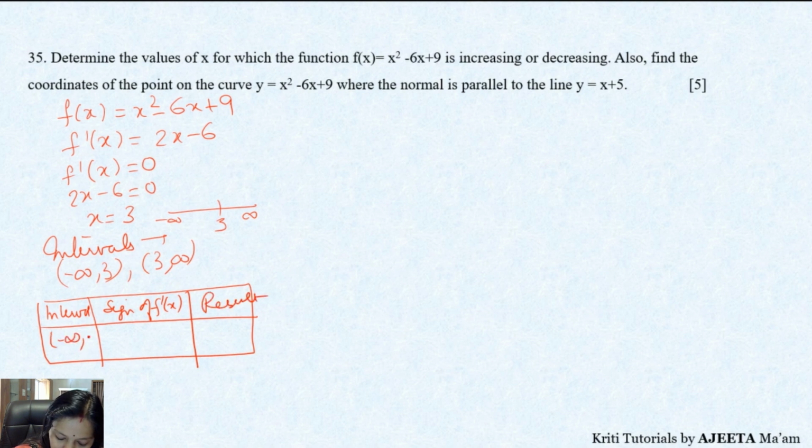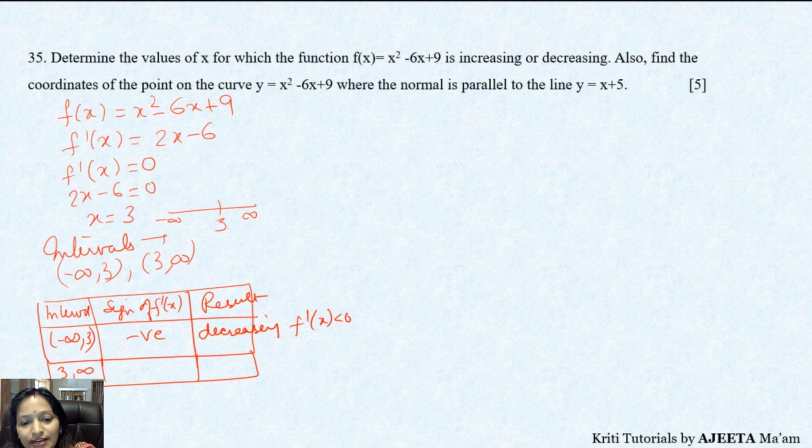Now in the interval minus infinity to 3. So if I put any number, just think of it in your mind. If I put it in the derivative, what will I get? Minus infinity to 3. Just think of 0 then. If I put x as 0, what will I get? I'll get a negative number, which shows that it's decreasing, right? Because f dash x is less than 0, then the function is decreasing. Now the next interval, 3 to infinity, let's think of any number. If I put 5, 5 times 2 is 10, 10 minus 6 is 4. So it becomes positive. So it's going to be increasing in that interval as f dash x is greater than 0. So this completes your solution for the first part, right?